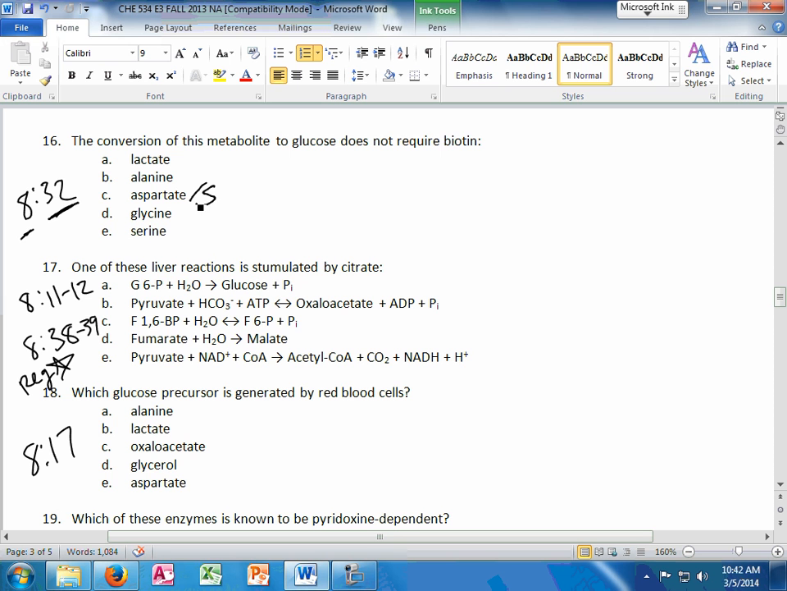Aspartate and asparagine are both in the oxaloacetate family, so it skips pyruvate carboxylase. All of these amino acids are in the pyruvate family, so they need biotin, and lactate goes through pyruvate as well. So pyruvate carboxylase is required there.